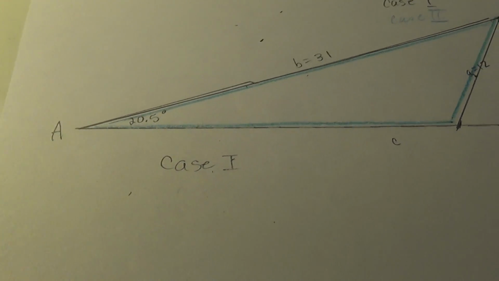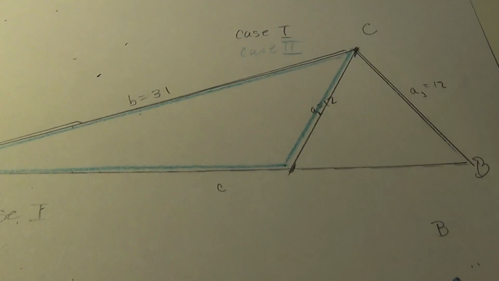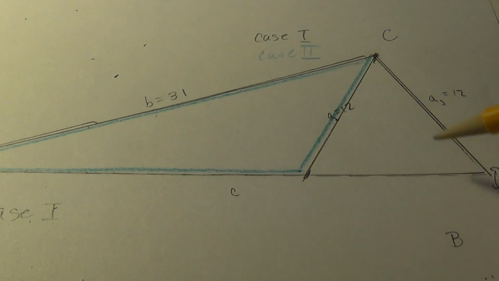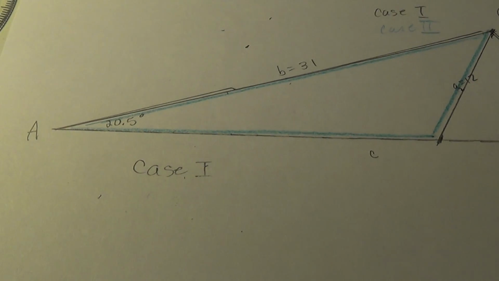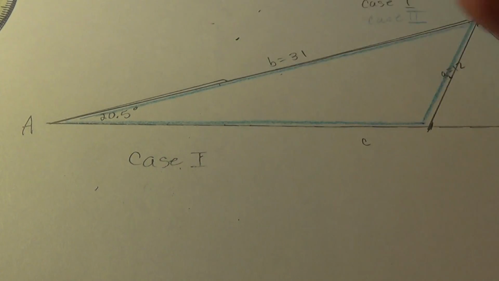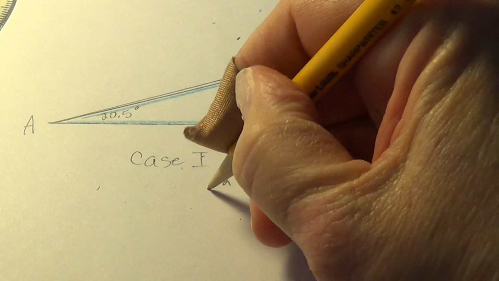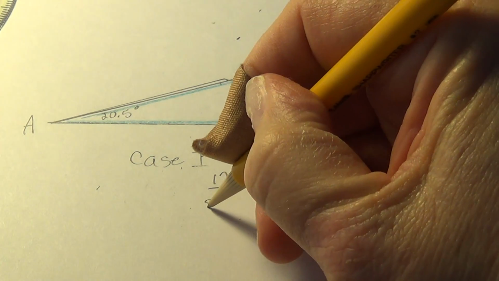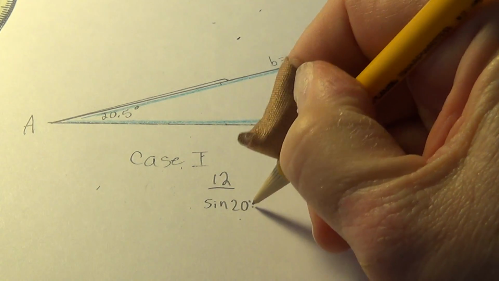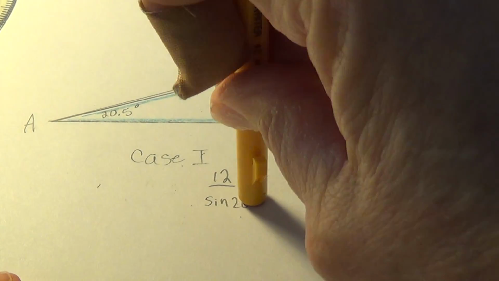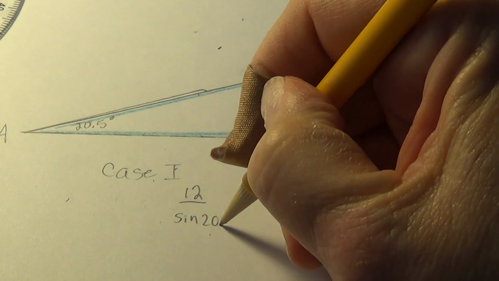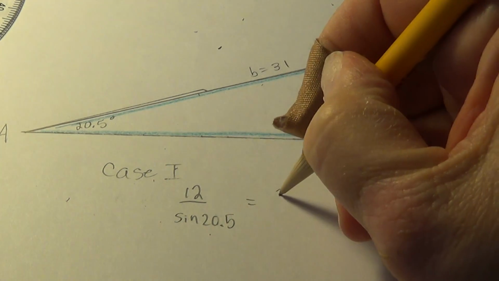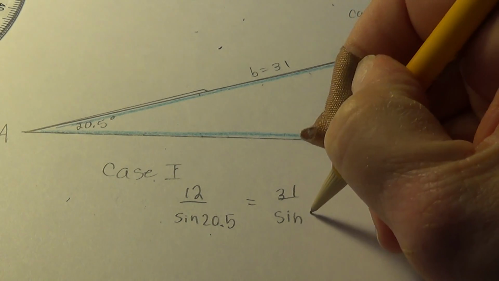So we're just going to use the law of sines to solve for this angle, and then we can calculate the other angle and come up with this side. Nothing different than what you've seen. So I'm going to run through it very quickly and probably not even show you all the steps because you're very good at the law of sines. So we have 12 over sine of 20.5 equals 31 over sine B.